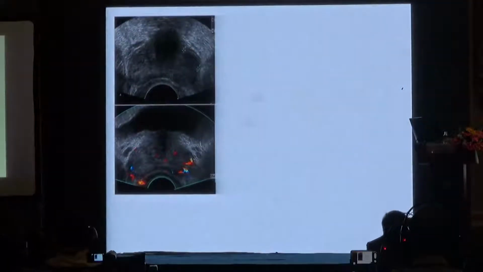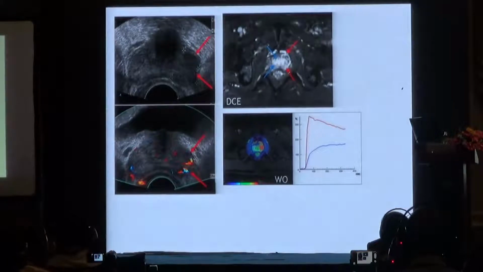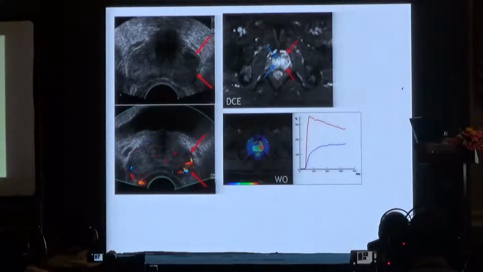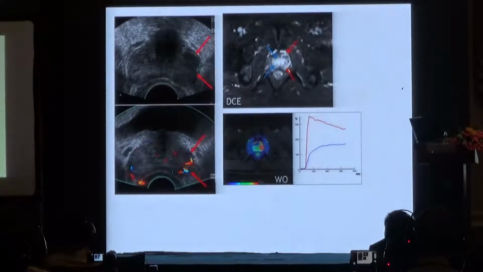How about this case? The lesion is here on the left side. If you look at this dynamic contrast enhancement, you can compare this red marked area and this blue marked area. The blue area is the BPH nodule, benign prostatic hyperplasia nodule, a hypovascular area showing slow enhancement. But this abnormal red area shows a very early enhancement and an early washout. If you compare the time intensity curves, the red area shows rapid enhancement and rapid washout, while the blue area shows slow progressive enhancement.